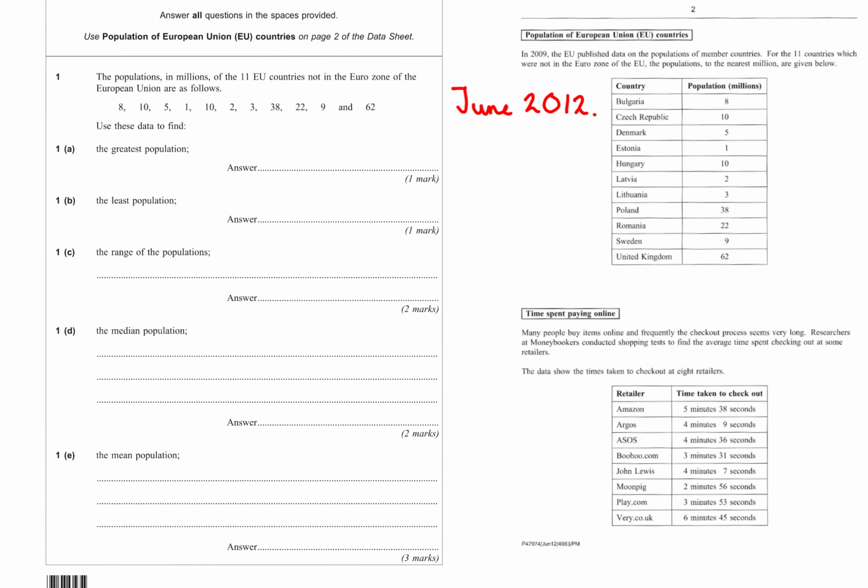Now here it says the population in millions of 11 European Union countries not in the Eurozone of European Union are as follows. So it's giving me the population in millions. It says use these data to find the greatest population. So what is the greatest population? All I'm doing here, I'm looking for the largest number, and obviously it's 62. Remember, it's in millions. The least population. So look for the smallest number, 1 million. Okay, so I've got this, nice and easy.